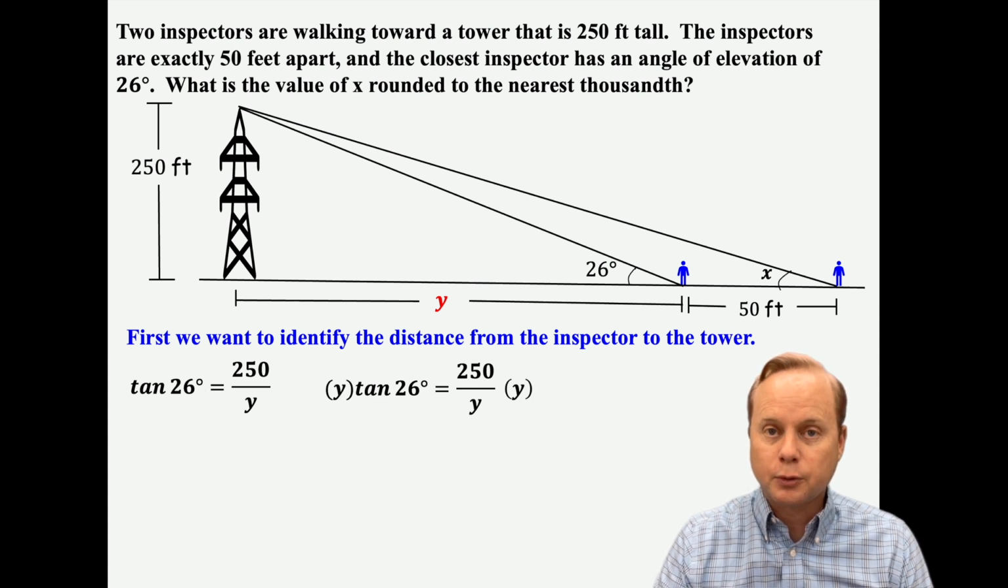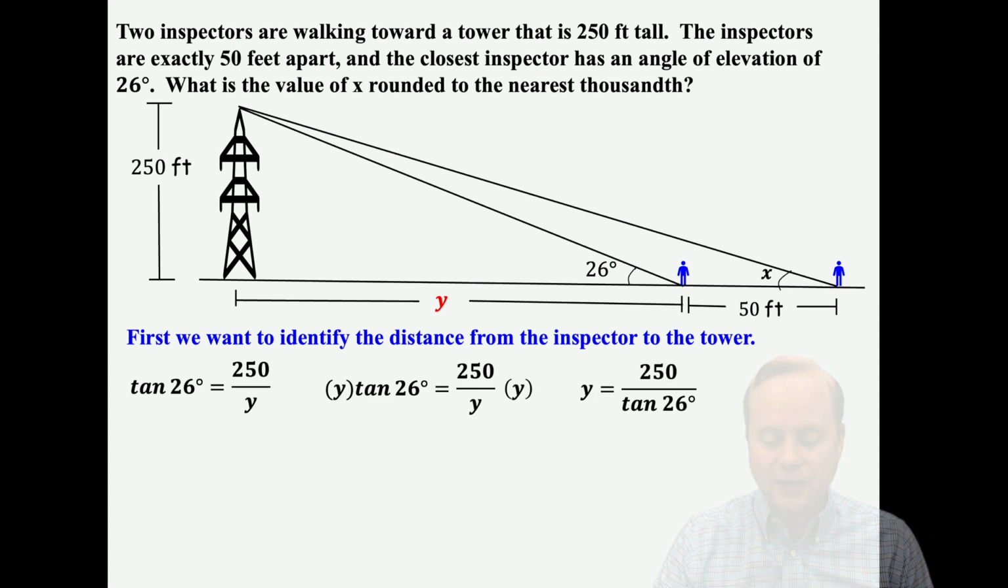I multiply both sides by y, and I end up dividing both sides by tangent 26. So I end up with 250 divided by tangent 26. And I get this really long number, and don't round it until the very end. Now that I have that, I know this is basically 512 feet. So y is 512 feet. So the distance on all of this is my y, 512.57596, plus this 50 portion. And that will help me find this one.